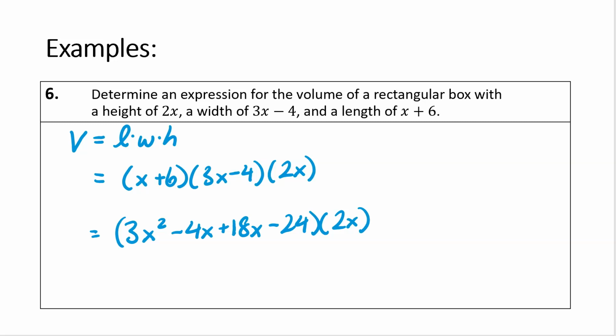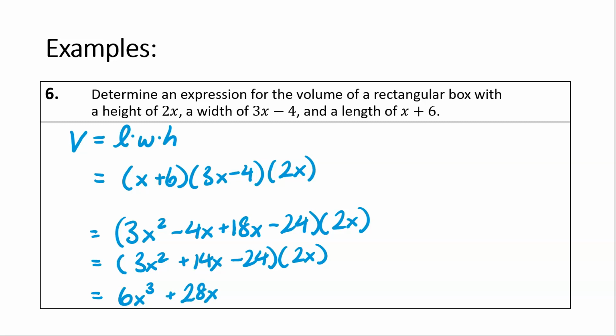Before we do it, let's clean up or simplify our first factor there. 3x squared. Then you have negative 4x plus 18x is a positive 14x minus 24. All that's going to be multiplied by the 2x again. Finally, 3x squared multiplied by 2x equals 6x cubed. 14x multiplied by 2x would be 28x squared. And then negative 24 multiplied by 2x would be negative 48x. And that would be your answer.